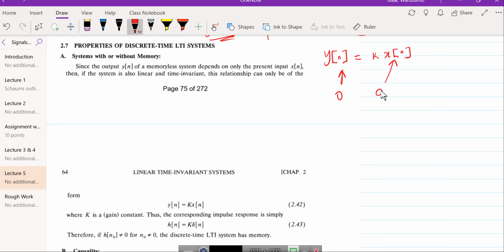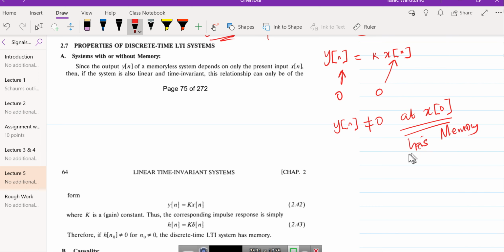That is a very important statement that even allows us to determine if this system has memory. If y of n is not equal to 0 at x of n equals 0, then this system is said to have memory.